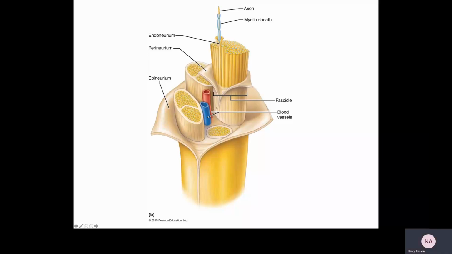When you bundle multiple fascicles together, you have a nerve. And that nerve will be surrounded by a connective tissue covering, which is known as the epineurium. That epineurium will be covered by, most likely, some sort of fascia.